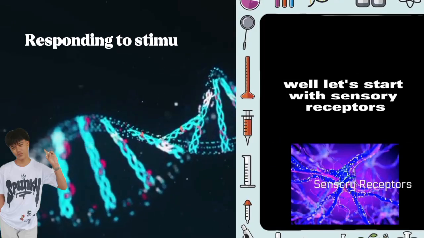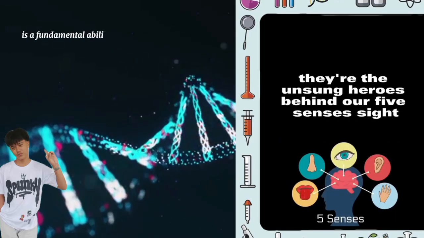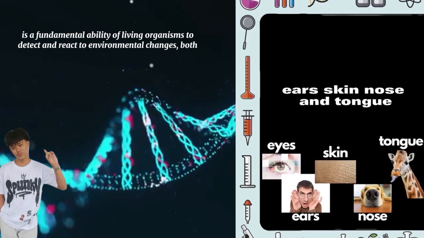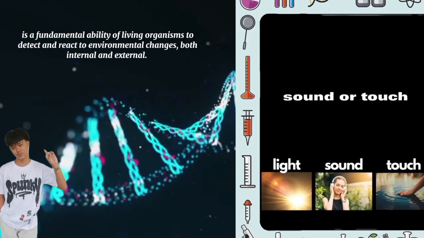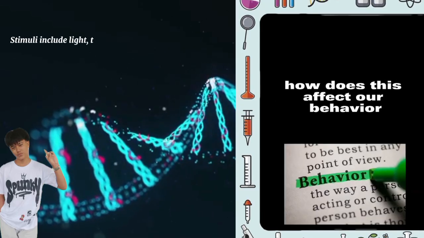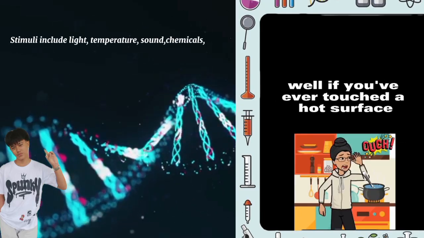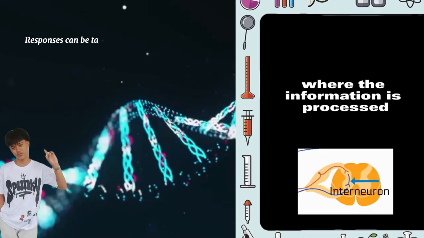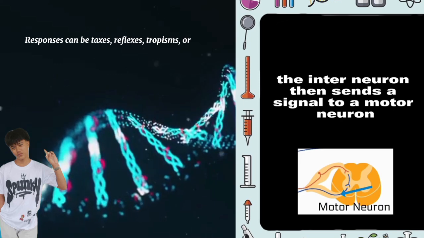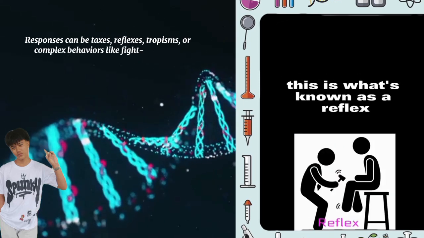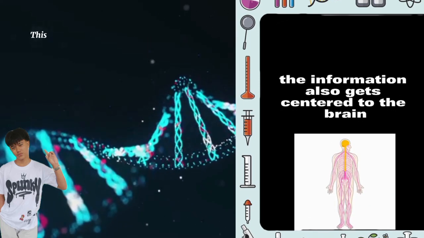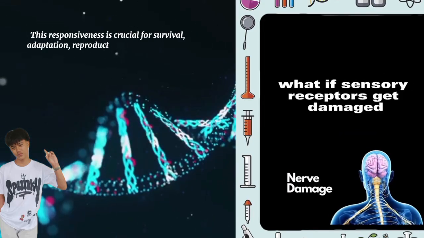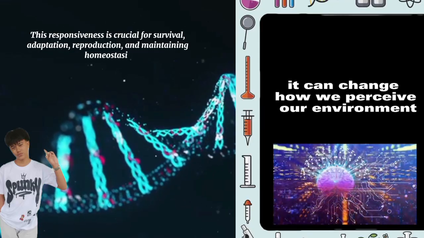Responding to stimuli is a fundamental ability of living organisms to detect and react to environmental change, both internal and external. Stimuli include light, temperature, sound, chemicals, touch, hormones, and more. Responses can be taxes, reflexes, tropisms, or complex behavior like fight or flight. This responsiveness is crucial for survival, adaptation, reproduction, and maintaining homeostasis.